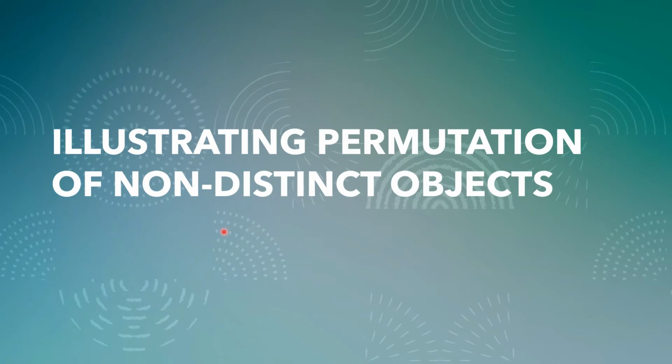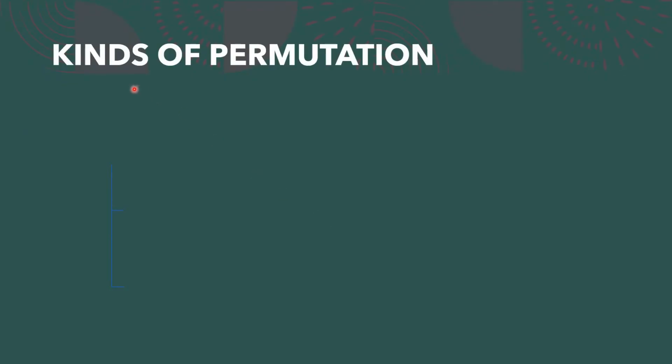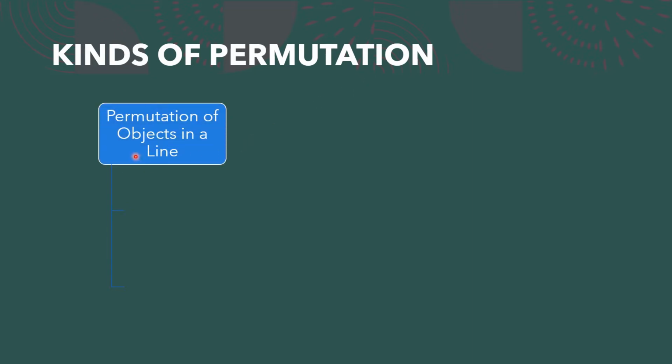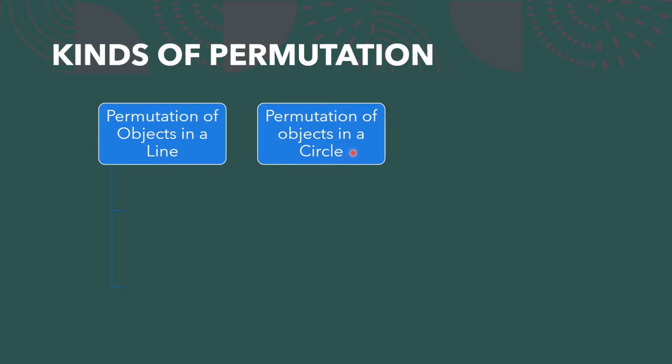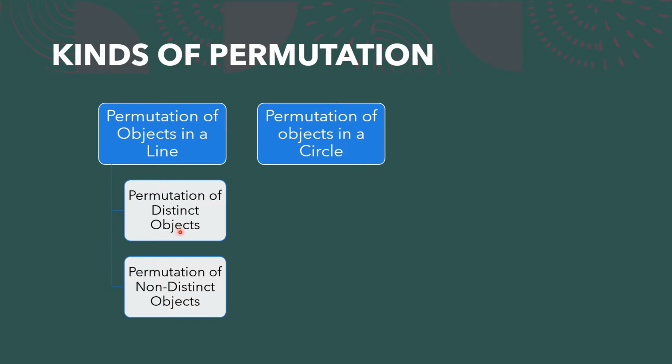In this lesson, we're going to illustrate permutation of non-distinct objects. Let's have a recall first about kinds of permutation. We have two kinds, the permutation of objects in a line and permutation of objects in a circle. Under permutation of objects in a line, we have permutation of distinct objects and permutation of non-distinct objects.